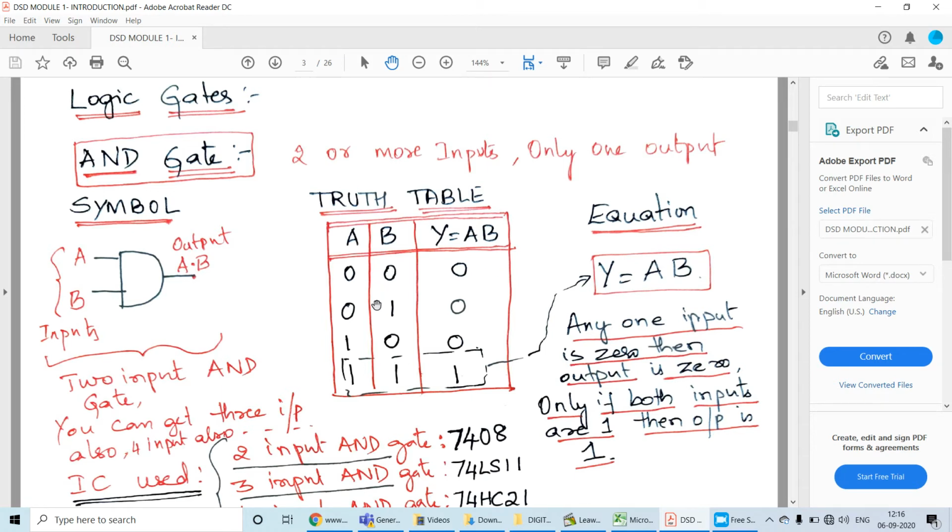Got it? So for an AND gate, 2 inputs should be 1, then only the output is 1. If any one input is 0 in an AND gate, then the output remains 0. For an AND gate, all inputs should be 1, then only the output is 1.